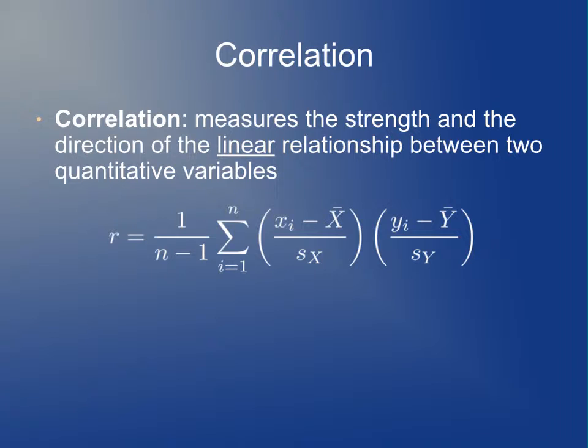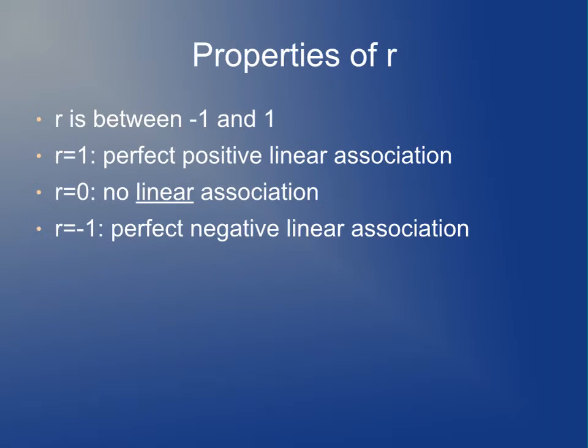At any rate, we'll introduce our next statistic now, which is called correlation, and it measures the strength and direction of the linear relationship between two quantitative variables. That's the formula for how you calculate it. In practice, you'll use Excel or R or your favorite statistical package, so you don't need to remember that formula, but there it is if you ever need it.